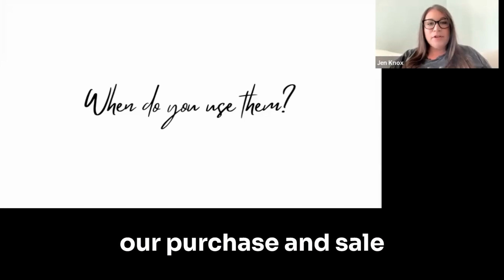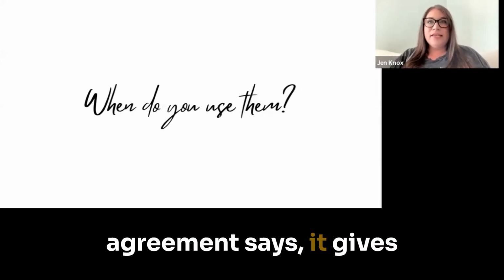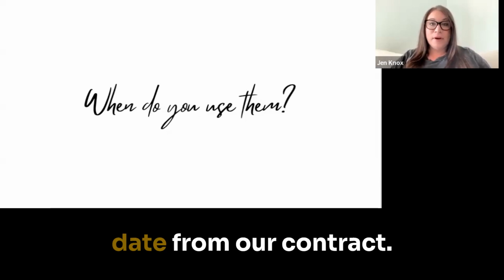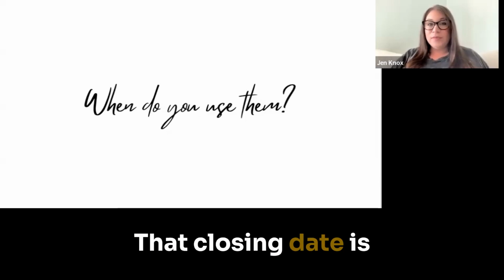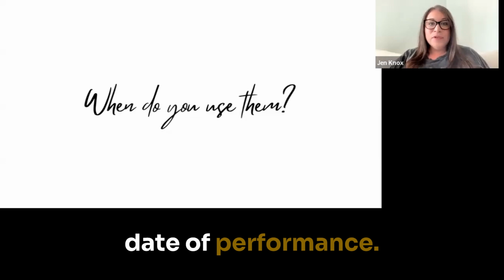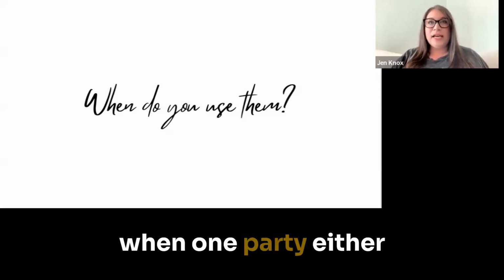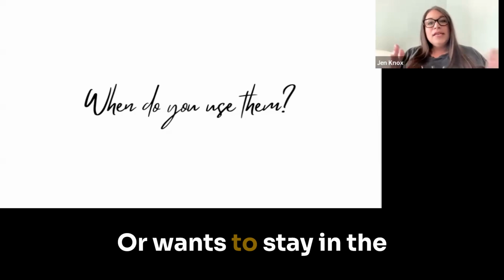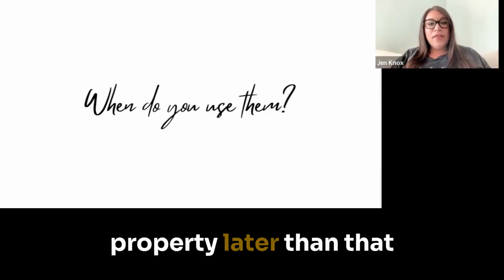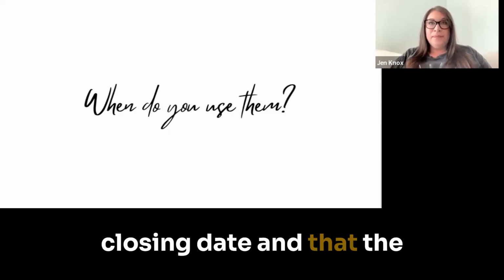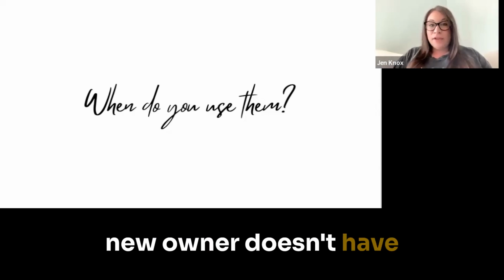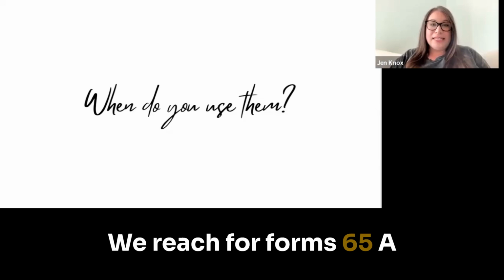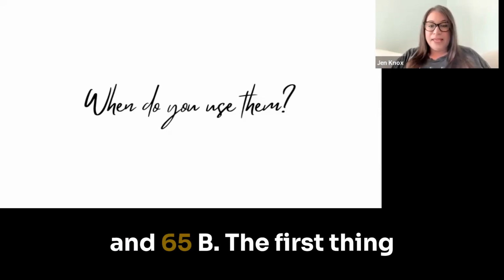If we think about what our purchase and sale agreement says, it gives the buyer the right to own the property at a specific date from our contract. That closing date is what they call the date of performance. So, what happens when one party either wants to move in early or wants to stay in the property later than that closing date, and the new owner doesn't have complete and full use of their own property? We reach for forms 65A and 65B.